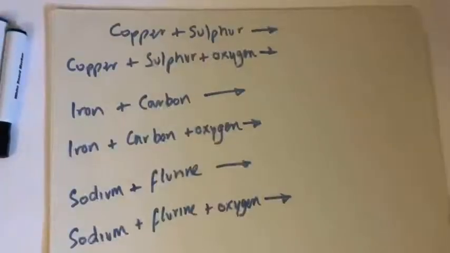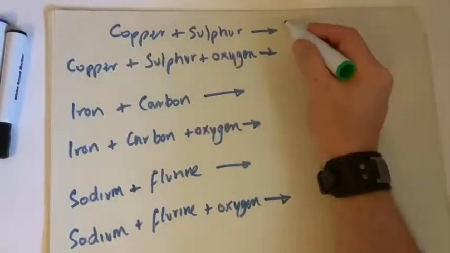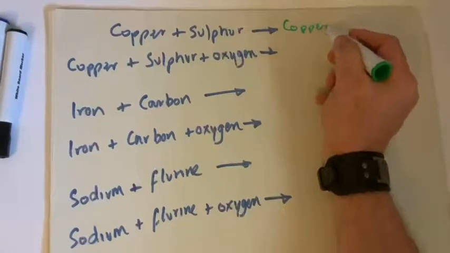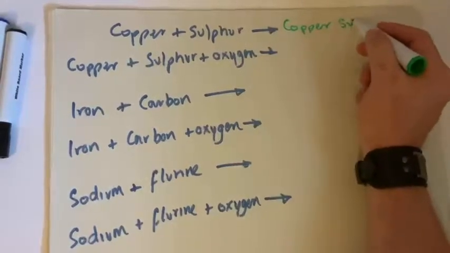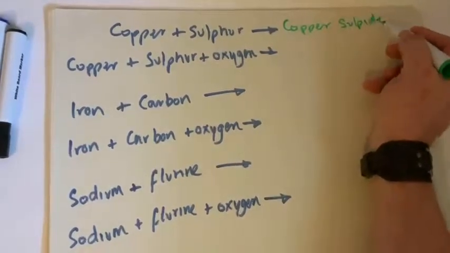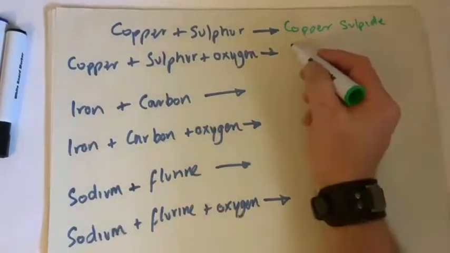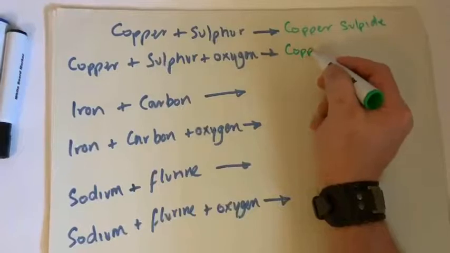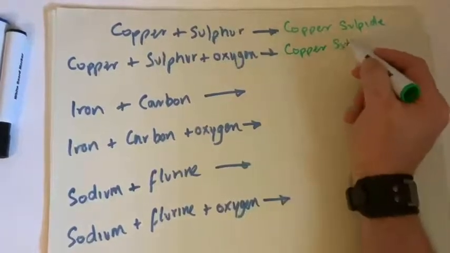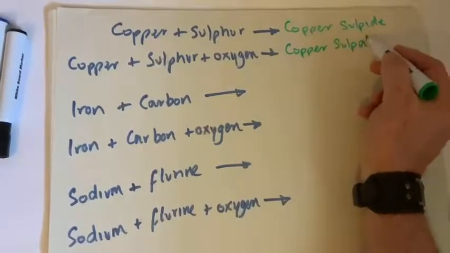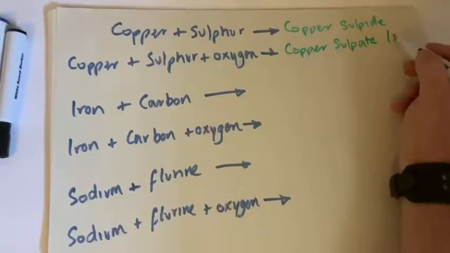Here are a few to think about. If we have copper plus sulfur, then we're going to get copper sulfide. If we have copper plus sulfur plus oxygen, then it becomes copper sulfate or "-ite".